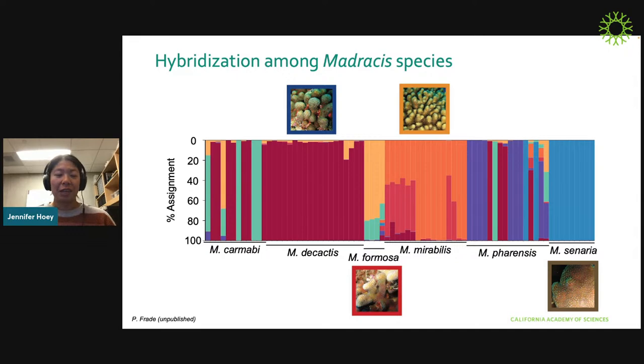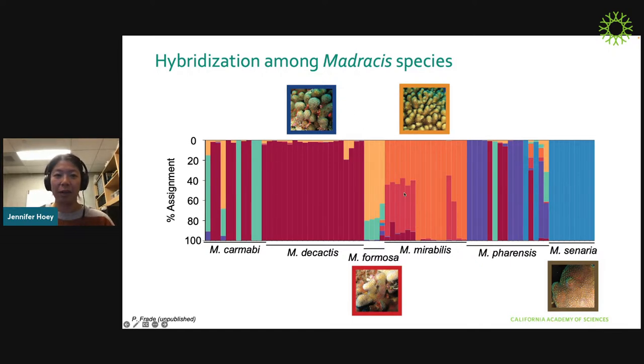For Madracis formosa and Madracis mirabilis, things start to get a little more interesting. You'll notice that for Madracis formosa, most of them are some combination of gold and green, but there's this one very curious individual that has many different colors. So that one could potentially be a hybrid.